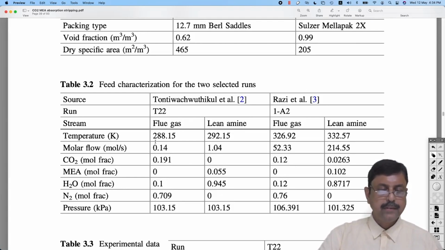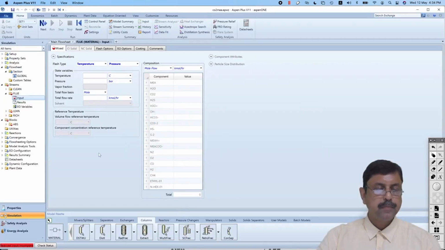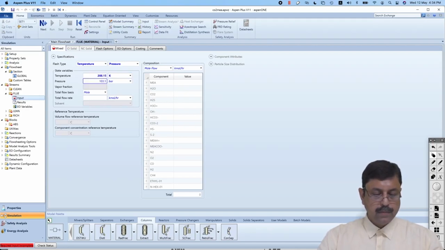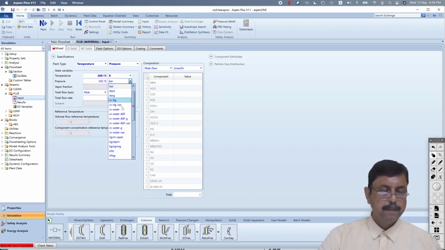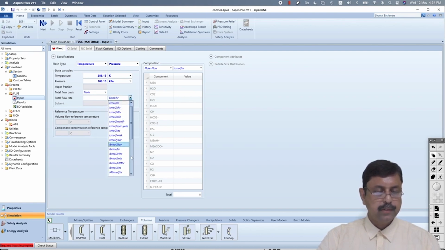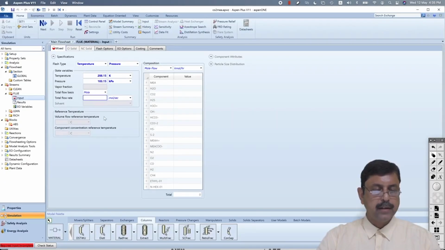So we'll choose this flue gas. It is 288.15 Kelvin and pressure is 103.15 kilopascal, and molar flow rate is 0.14 moles per second.